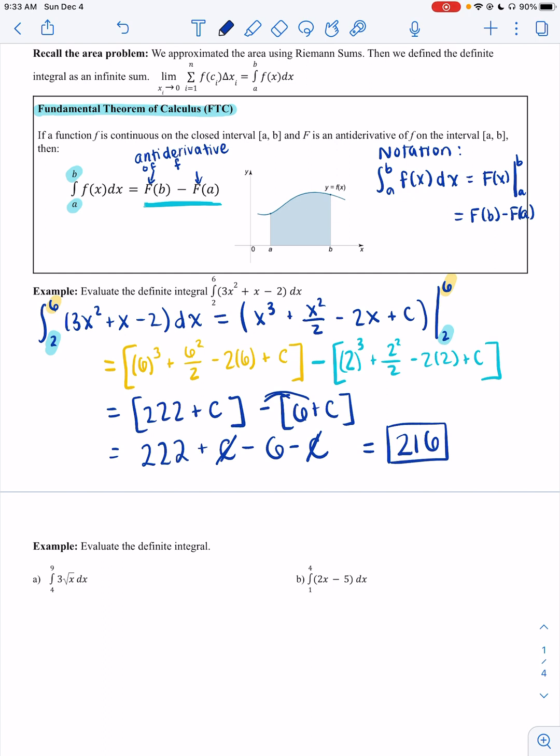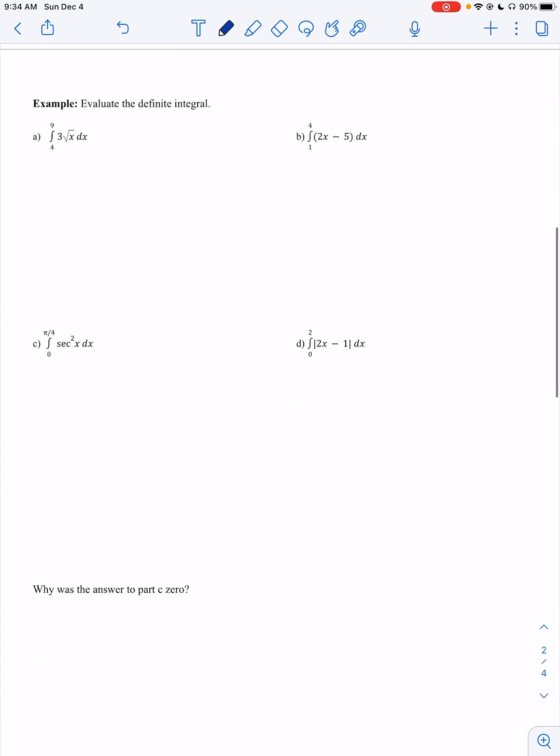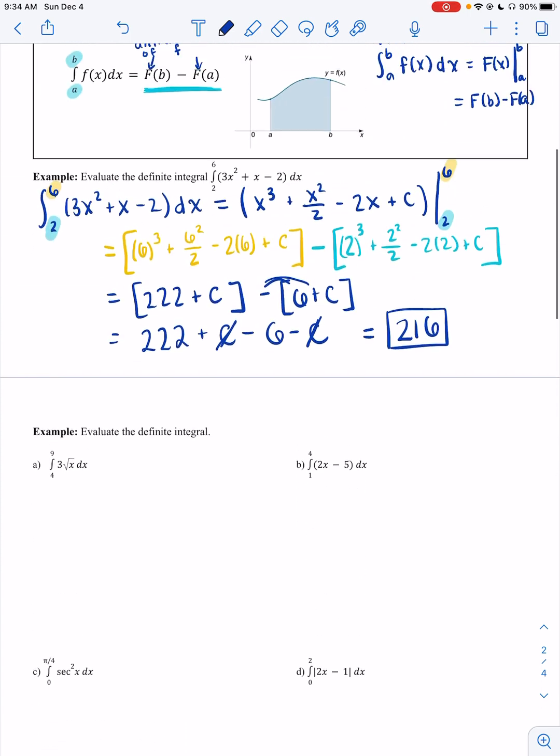So see how we're getting a number as our answer rather than a function. And that number would represent the area of the region between the function 3x squared plus x minus 2, the x-axis, and then the vertical lines x equals 2 and x equals 6. Okay. Oh, and you can always check your answer for these definite integrals on your calculator. Remember, you hit the math button, and I believe it's option 9. So the calculator can evaluate a definite integral for you.